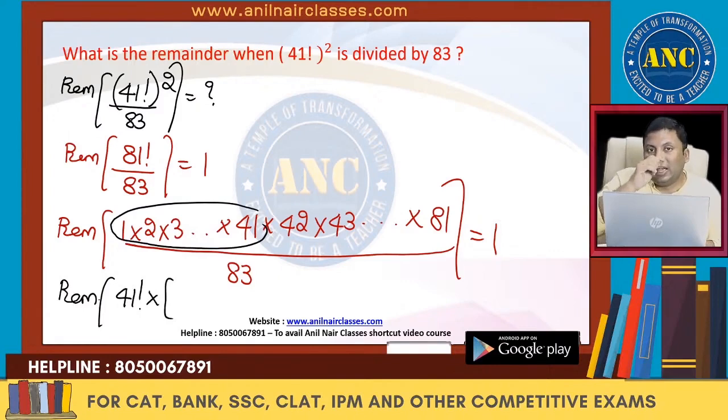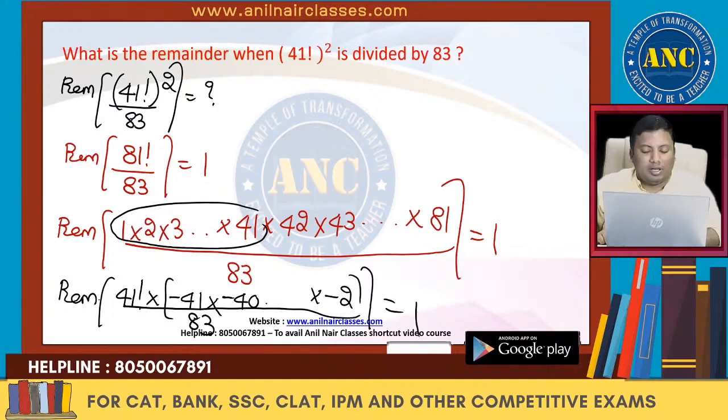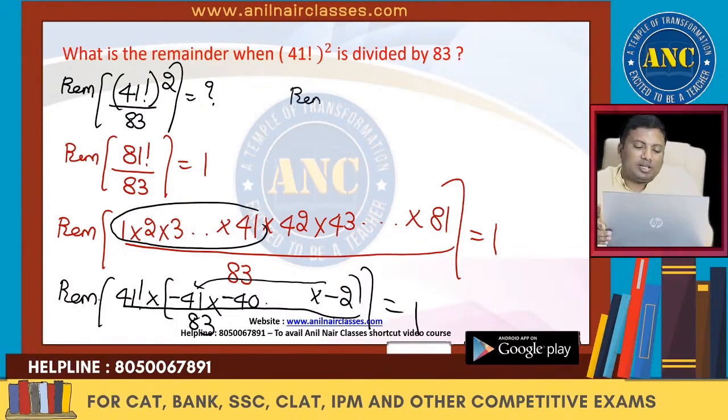Now 42 by 83: 83 ones are 83, so negative remainder minus 41. Next, minus 40. And so on, up to 83 minus 2, all divided by 83. It is nothing but 1. So from 2 to 41 there are 40 numbers, 40 negatives. If I multiply, I will get positive. So 41 factorial whole square when divided by 83, the answer is nothing but 1.